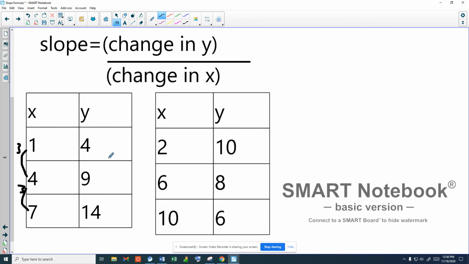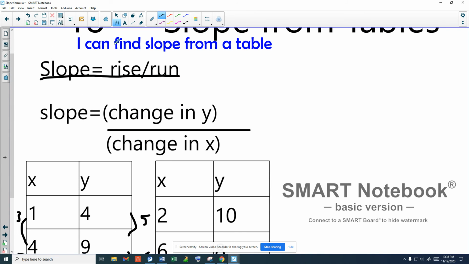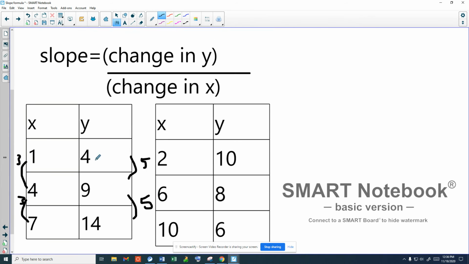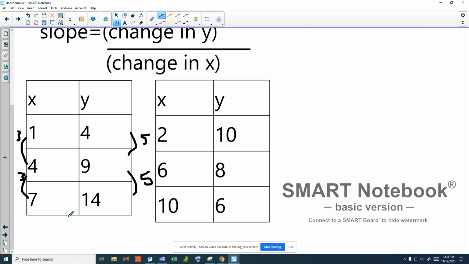Now in the y direction, we go from 4 to 9. So 4 to 9 would be 5. And then from 9 to 14 is also 5, which means if we were to put this in our slope equation, we would do the y values over the x. So you should have 5 over 3, which means from this point, in order to get to the next point, we're going to go up 5 and over 3, because it's always the y values over the x.